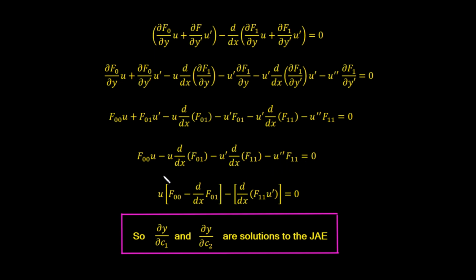And then what we can do is take out the common factor here of our u, and we've got this equation here. Now this equation here is nothing other than the Jacobi accessory equation. So we've just proved what we wanted to prove. So it means that the solution to the Jacobi accessory equation is going to be given by partial y by partial c1 and partial y by partial c2, where the values c1 and c2 are the parameters in the solutions to the Euler-Lagrange equation.